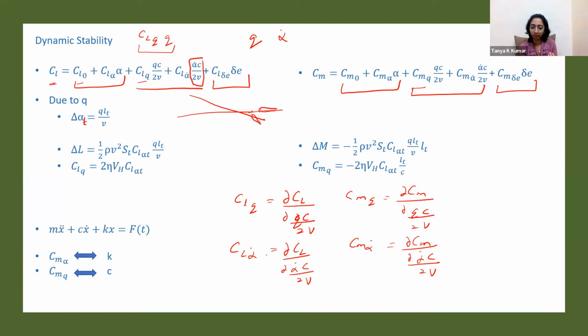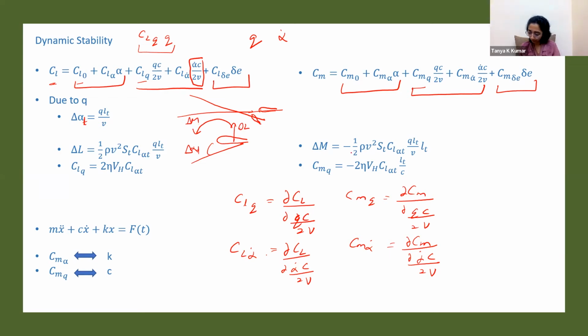You have a delta alpha tail, and it is approximately equal to q l_t by V. q is the pitch rate, l_t is the moment arm, that is the distance between the CG and the aerodynamic center of the tail, and V is the velocity. Now when there is a change in angle of attack at the tail, there is also a change in lift. If your tail is subject to an angle of attack, delta alpha tail, there is a delta lift that is produced, which produces a pitch down moment, delta M.